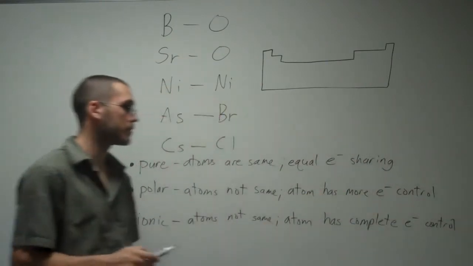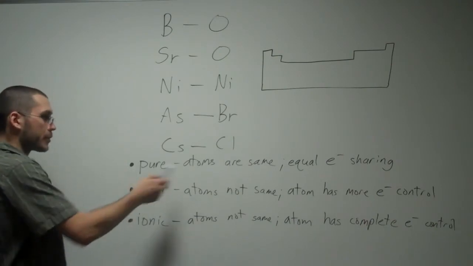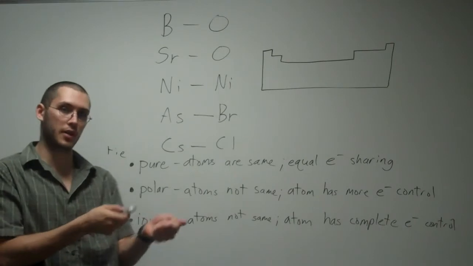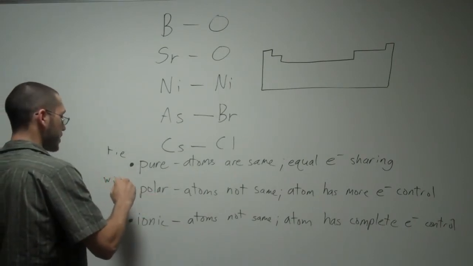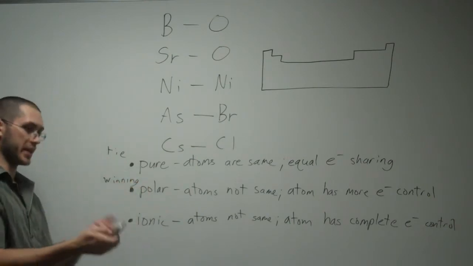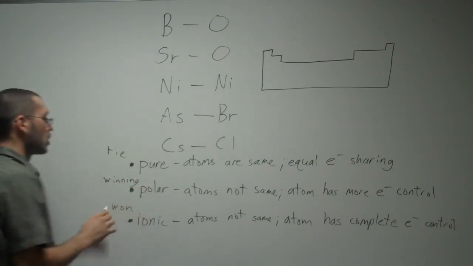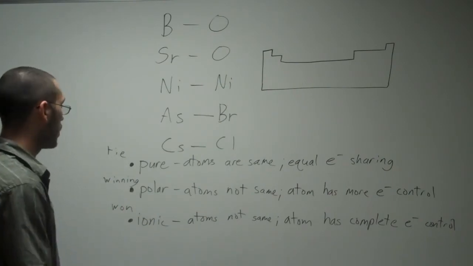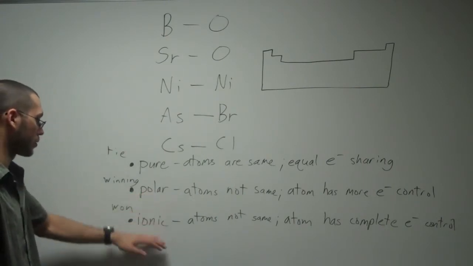So, relating this back to our tug-of-war example, a pure covalent bond would be where there's a tie between the two sides of the tug-of-war. A polar covalent bond would be where one team is starting to win, one team is winning in the process. An ionic bond is where one team has already won. Game over.